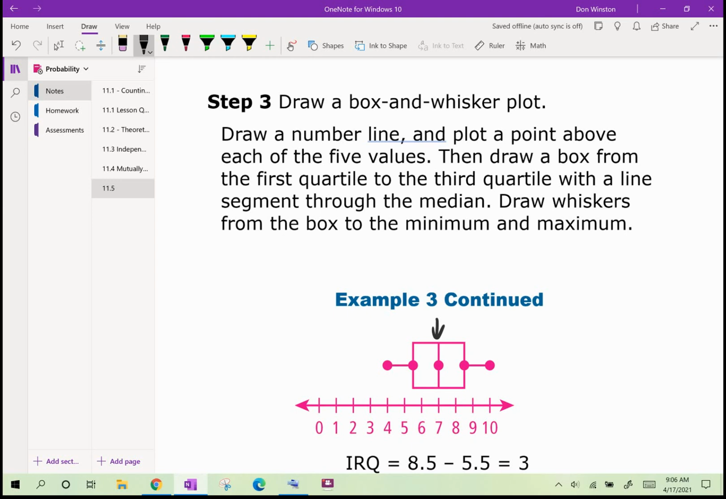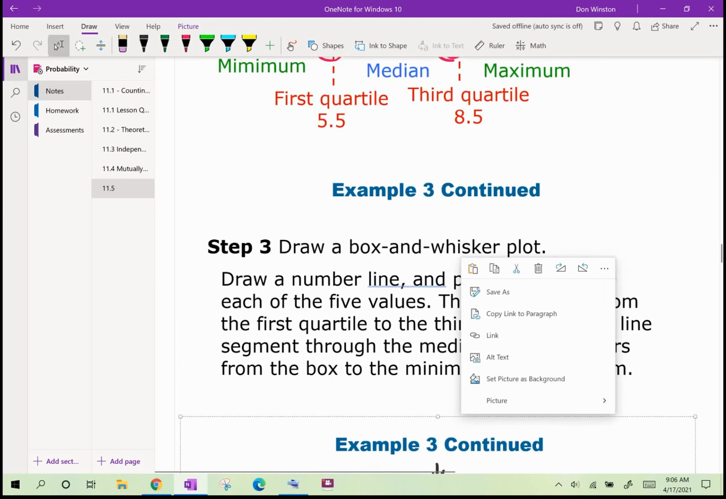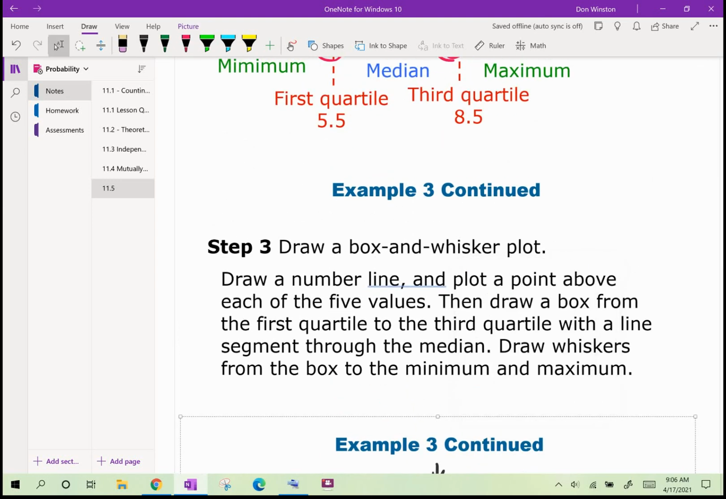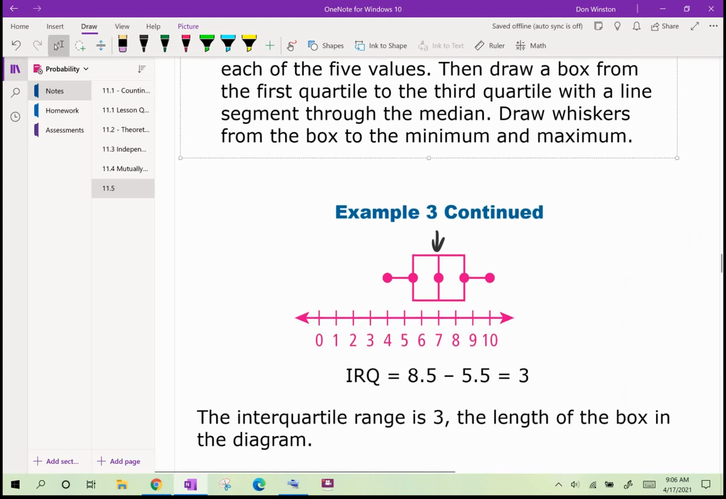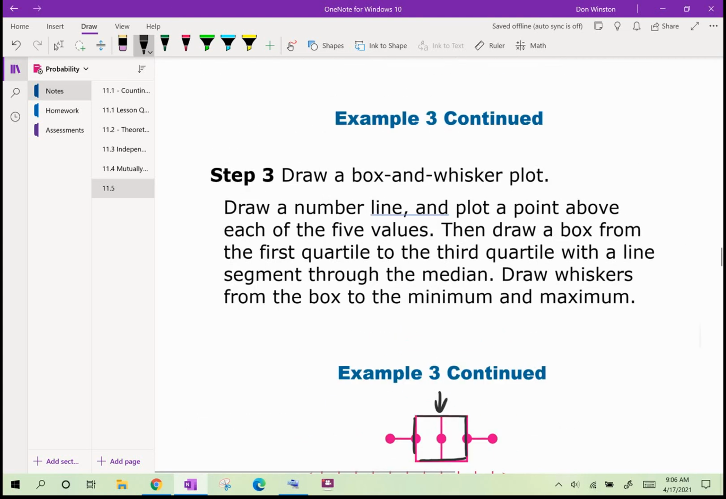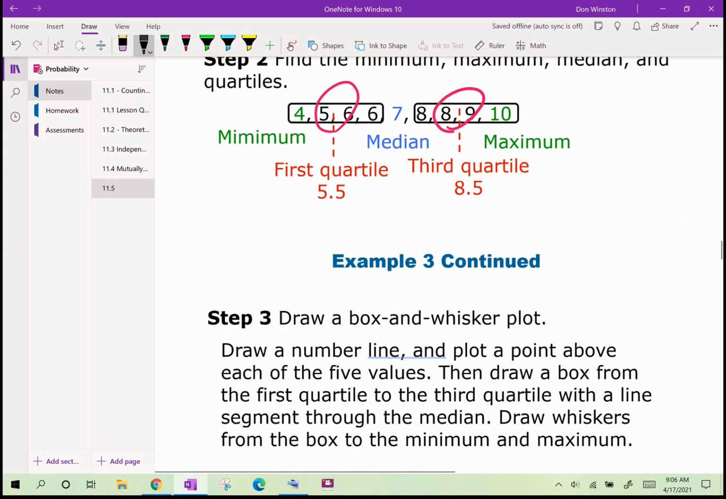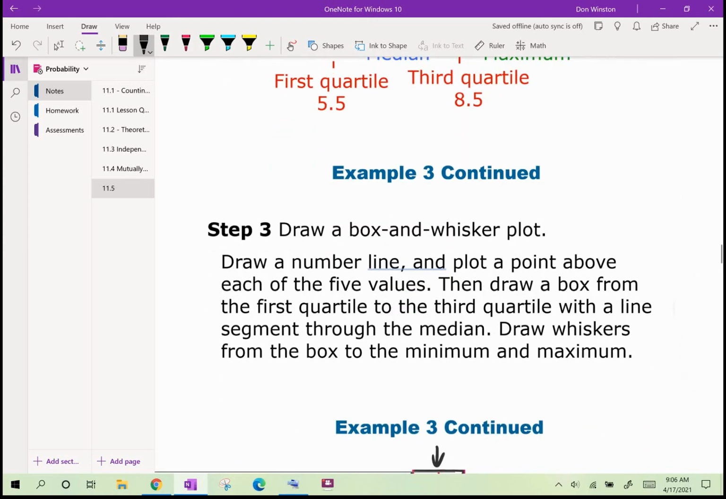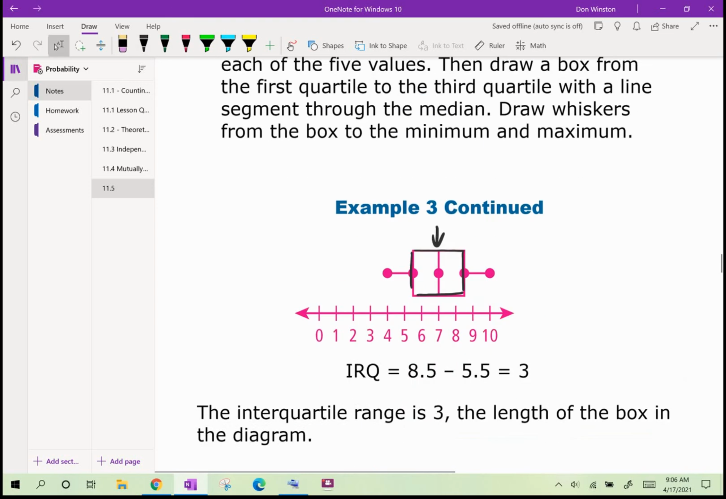Our first quartile was 5.5, so they drew a line there. Okay, and then the third quartile was 8.5, and they drew a line there, and then we draw a box around everything. That represents 50% of the data set, and then we list our minimum, which was 4, and our maximum, which was 10.